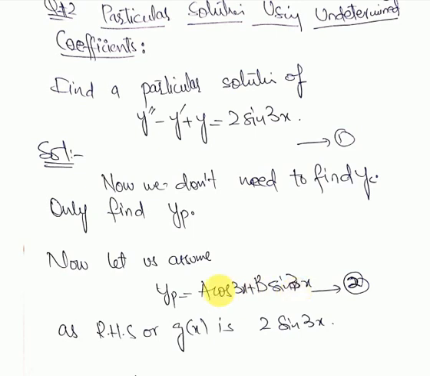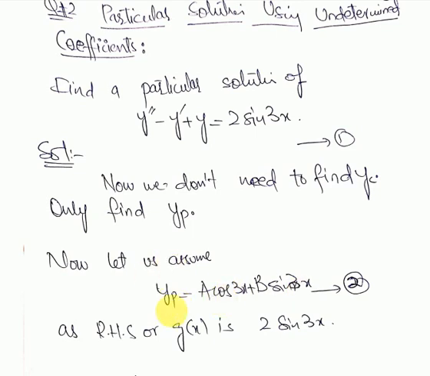Why? Because if we take yp as only a sine 3x, then we will have cos 3x as well, because when we differentiate sine 3x, we get cos 3x, and when we differentiate cos 3x, we get sine 3x. So we are taking both functions, a cos 3x plus b sine 3x. This is our assumed yp.